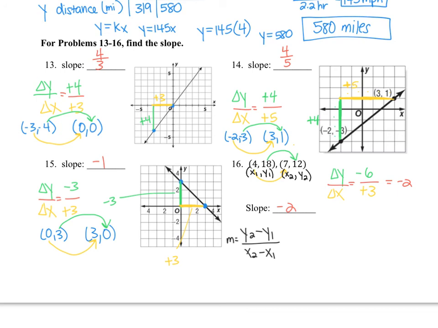And then we just plug in. So to find my slope, I'm going to take my second y value, which is 12, minus my first y value, which is 18. And then I'm going to divide by my second x value, which is 7, minus my first x value, which is 4. And then we just calculate that. So 12 minus 18 is negative 6, 7 minus 4 is 3, and then we get the same thing as we did up there, and when we divide it, we still get negative 2 as our slope.